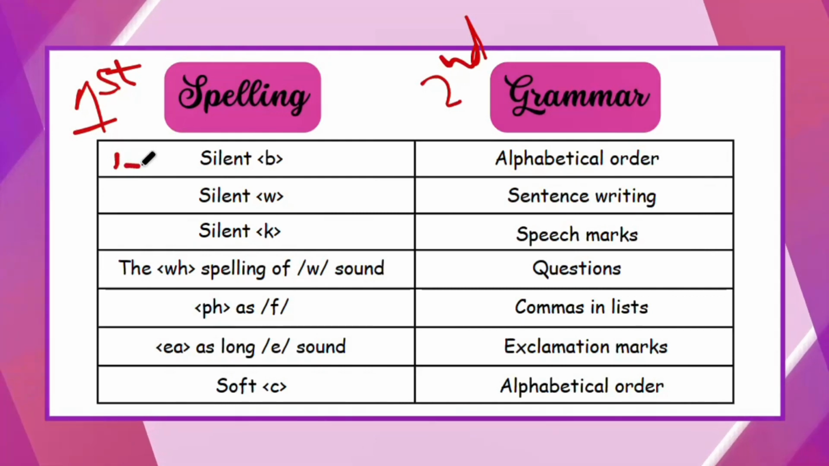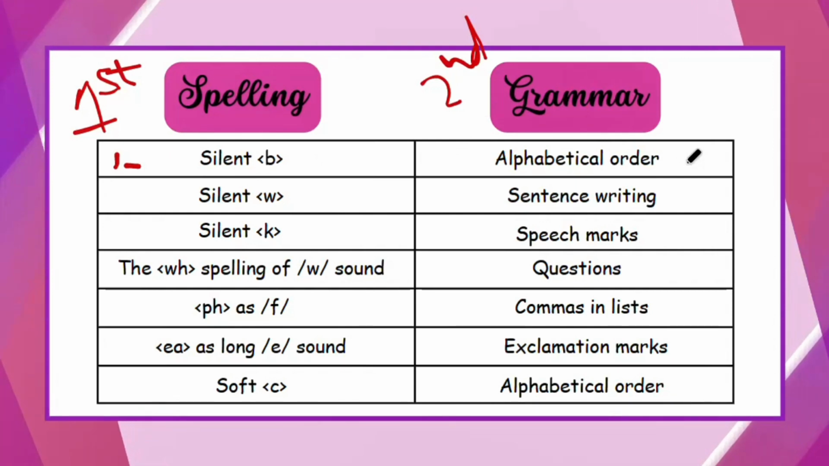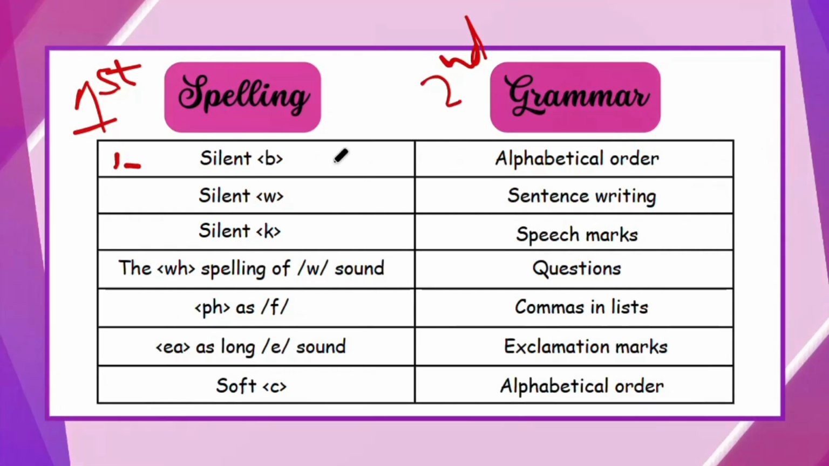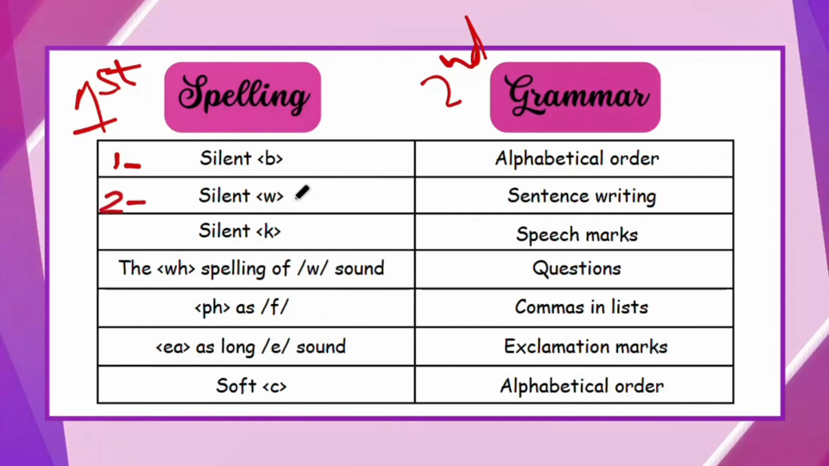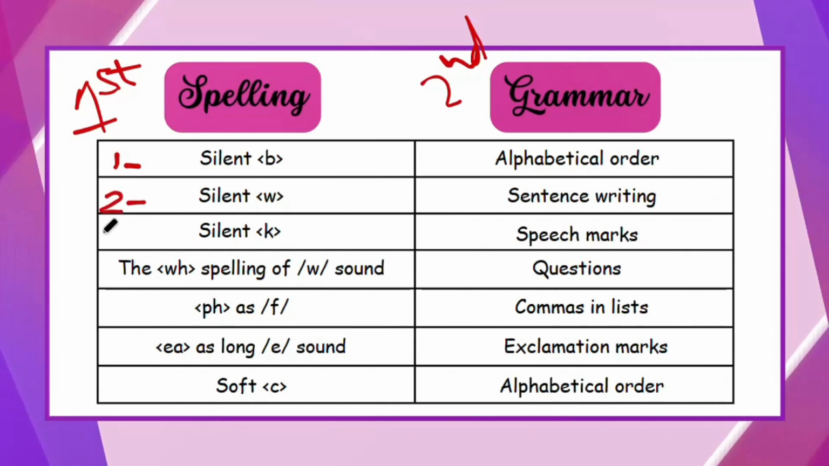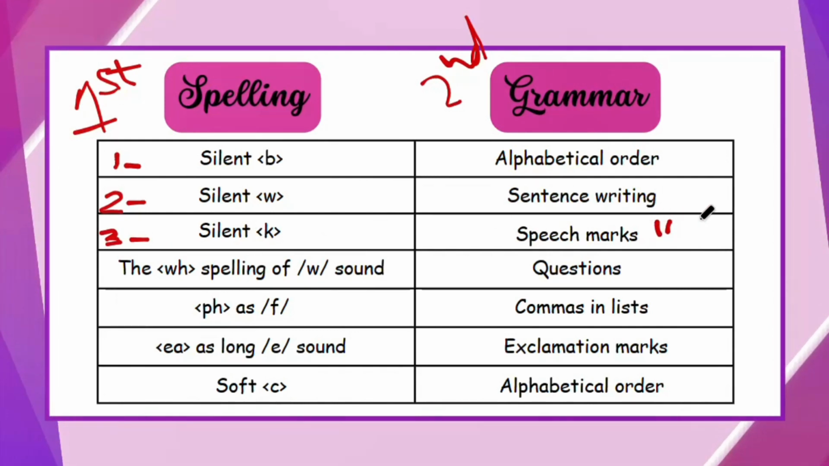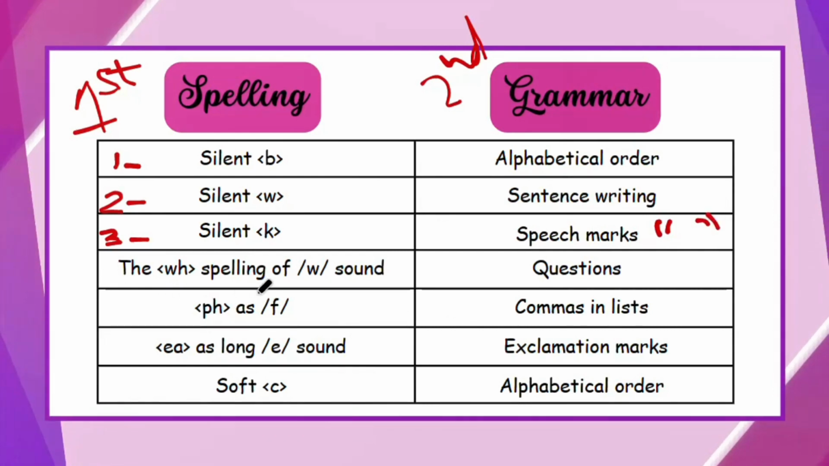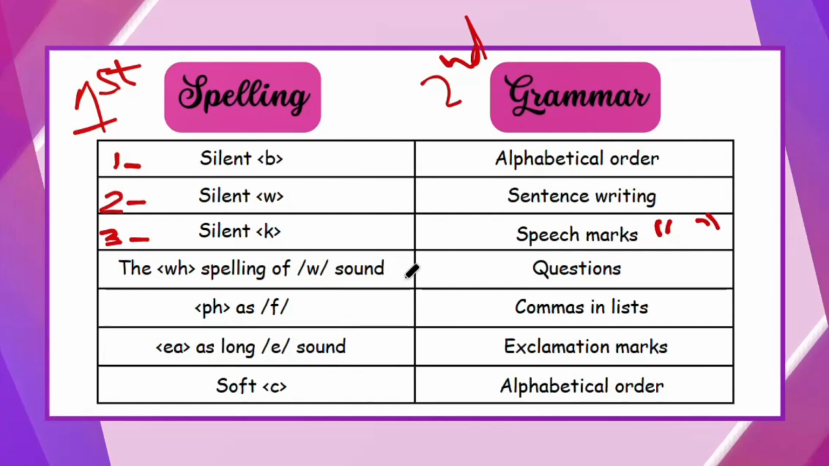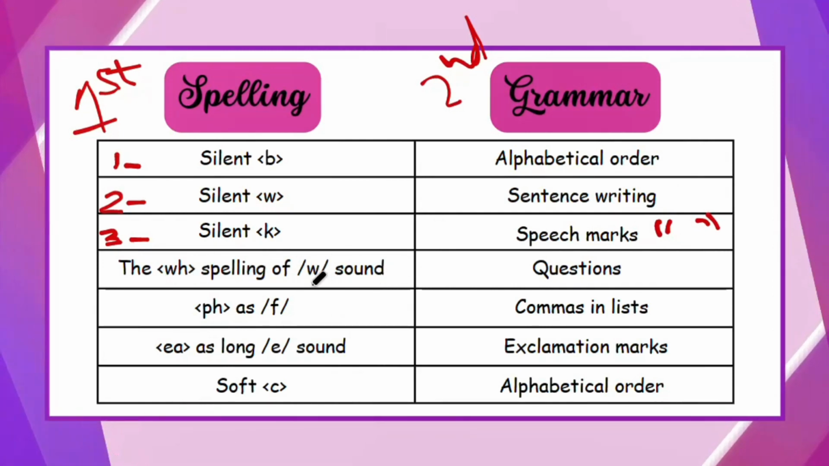This is the first week lesson. You will start with silent B words, and in grammar you will teach alphabetical order. One day this, the other day this. In the second week, you will teach silent W and sentence writing. The third week will begin with silent K words and speech marks. Okay, it is about punctuation, speech marks are here. After this, we have WH spelling of the W sound, as in what, when. H is silent, we only say the W.